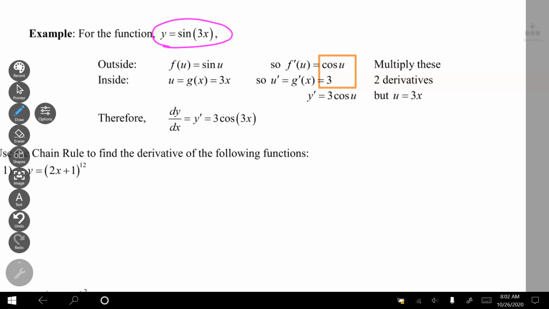So this is, I'm going to have to use chain rule because I have a function inside of a function. I have one function, sine of something, followed by that something equal to 3x. Those are two different functions.